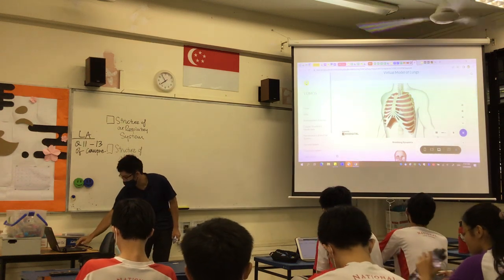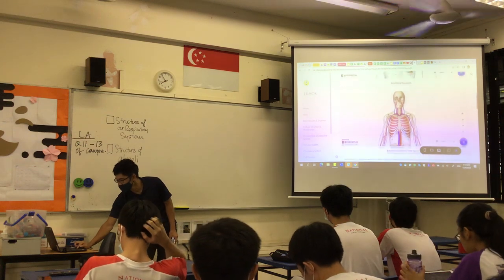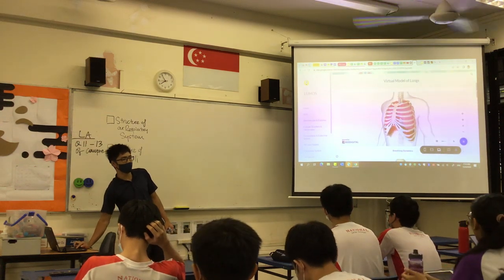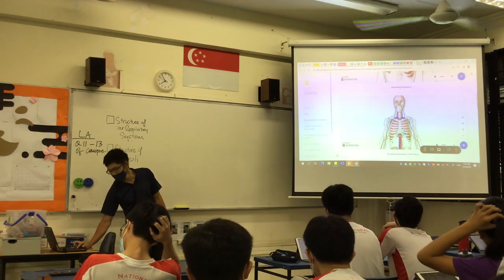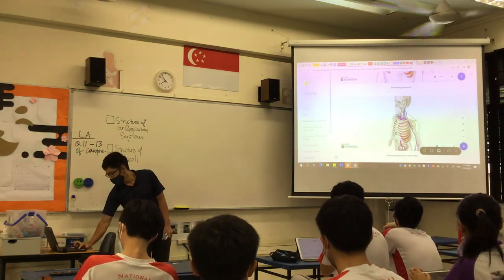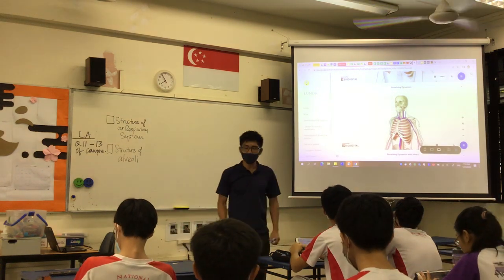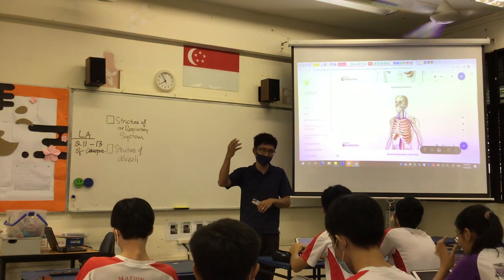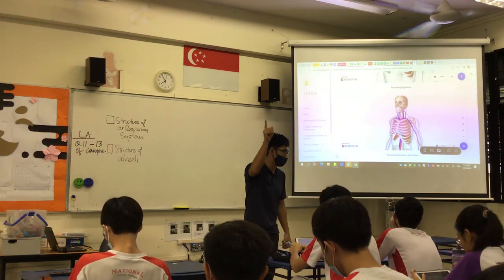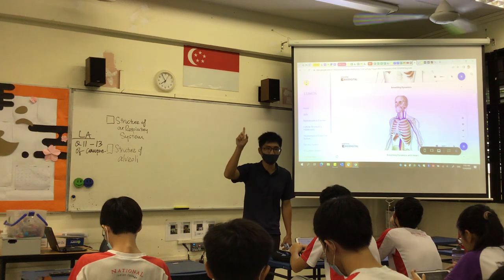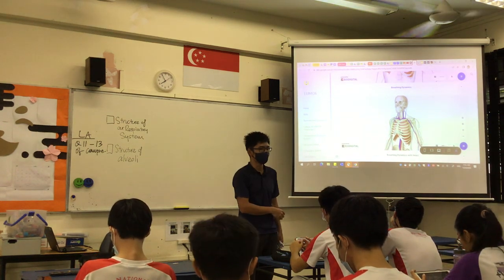There are two virtual models that you should be able to find. One of them is just the respiratory system by itself. And if you scroll down, you should be able to find another model with the circulatory system connected. Why is it connected? Well, we draw back to last year's topic, the circulatory system. One of the vessels goes to the lungs to get oxygenated blood. That's why it's always connected to the circulatory system.